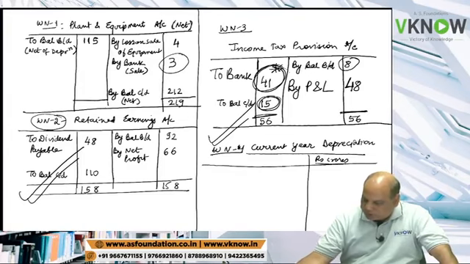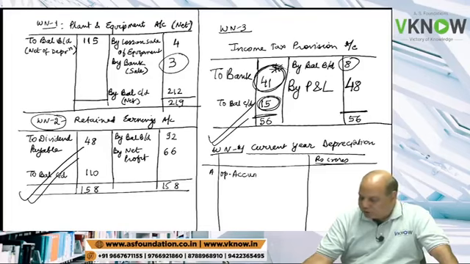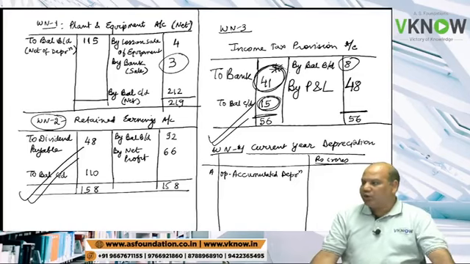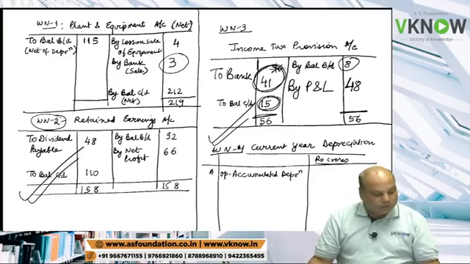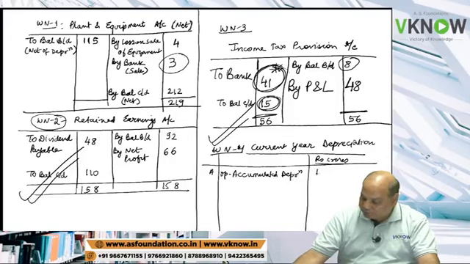Current year depreciation: write down working note number 4, right hand side, rupees in crores. How to find current year depreciation? First, A, write down opening accumulated depreciation. Opening accumulated depreciation will appear in the opening balance sheet, asset side; 194 you will find.